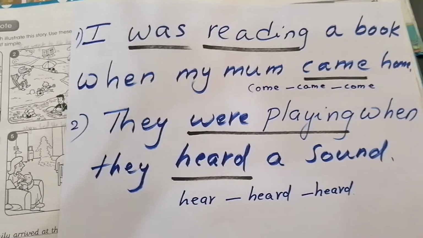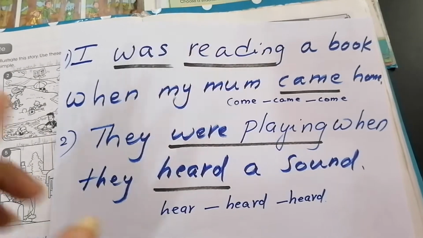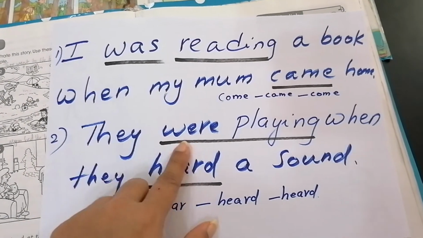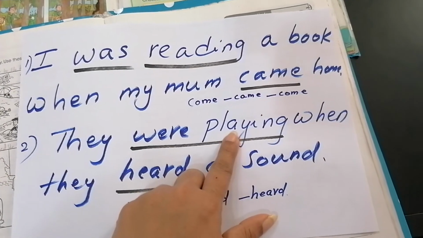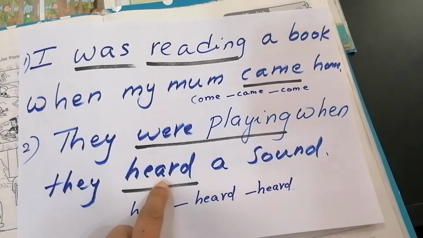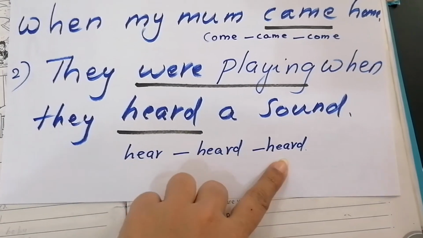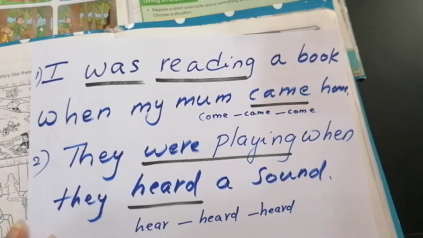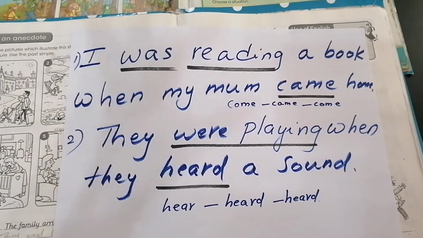The next example, they were playing when they heard a sound. Here they is plural, more than one, so the verb is were playing: play plus ing. When they heard a sound, heard is the second form of hear. The three forms are hear, heard, heard. So these are the situations where we can use past simple and past continuous together.